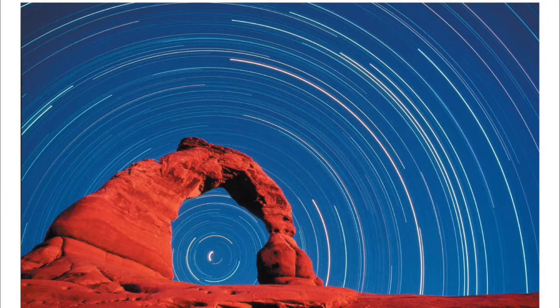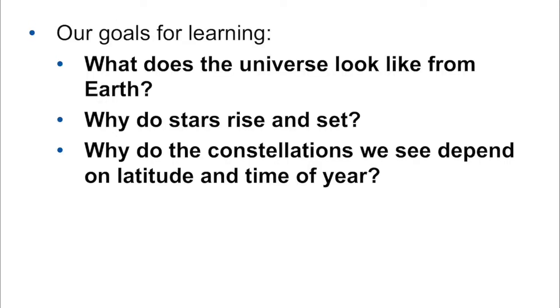Okay? So, Section 2.1, Patterns in the Night Sky. Our goals here are to talk about what does the universe look like from Earth, why do stars rise and set, and why do the constellations we see depend on latitude and time of year. Okay? So, very good questions there.